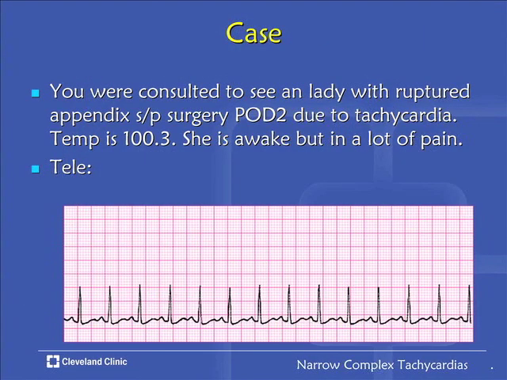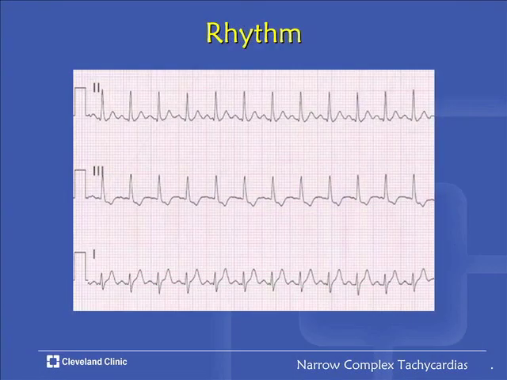So let's take some questions here and see if we can answer them right. You're consulted to see a lady who had a ruptured appendix, status post surgery, post-op day 2, and the reason for the consultation is because the patient is tachycardic. She's running 110 to 130 beats per minute. She's awake, but in a lot of pain. And you've seen this telemetry strip. The surgeon asks you, and you say, okay, let me get an EKG. You get an EKG, something similar to this, at 150 beats per minute.